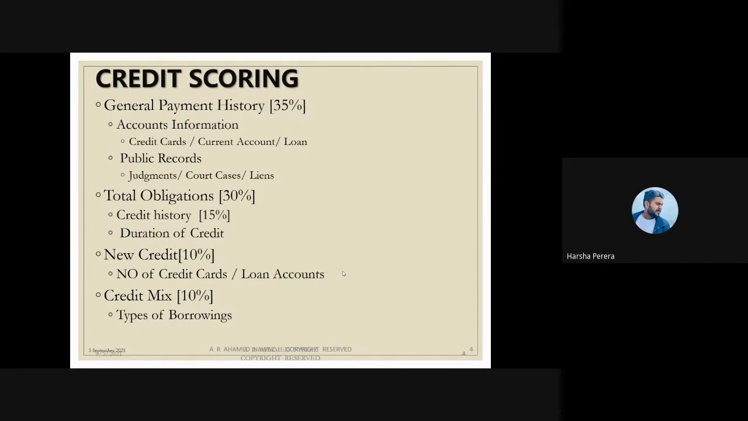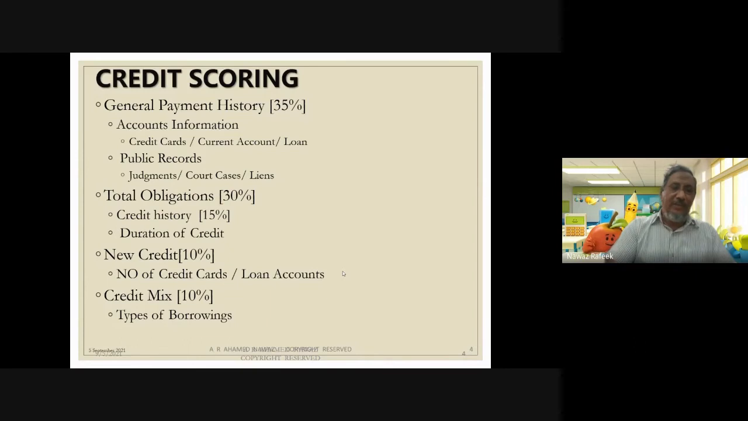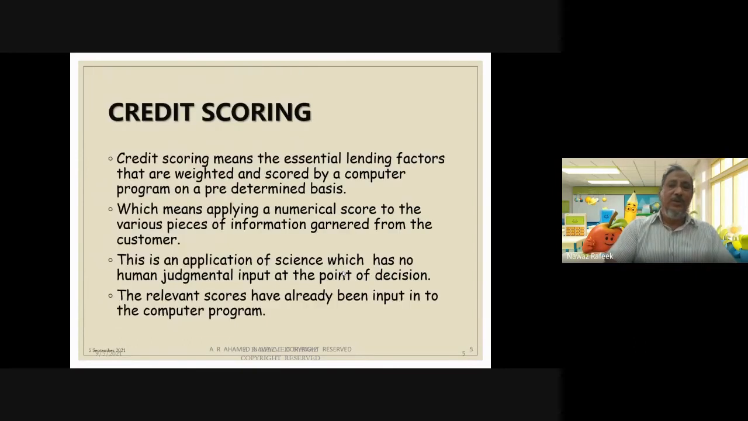Or this is another way of making credit scoring.